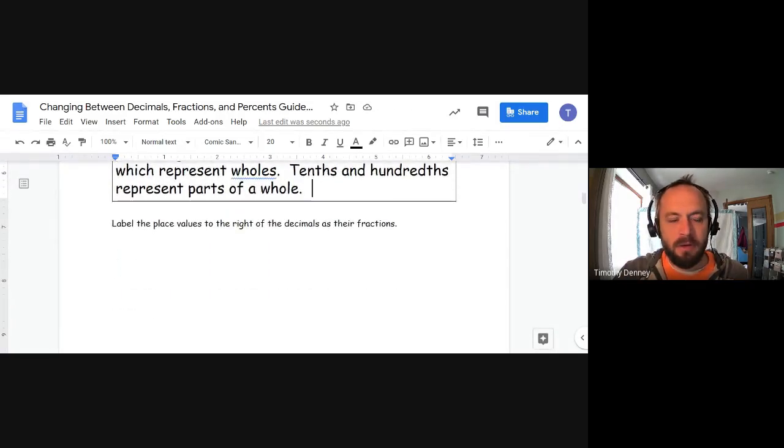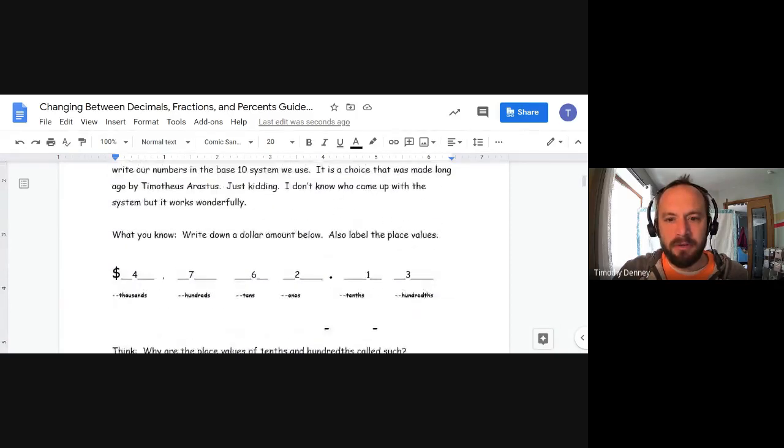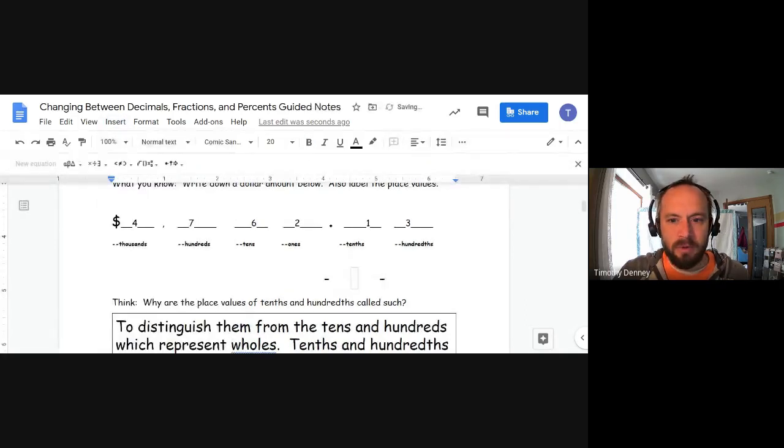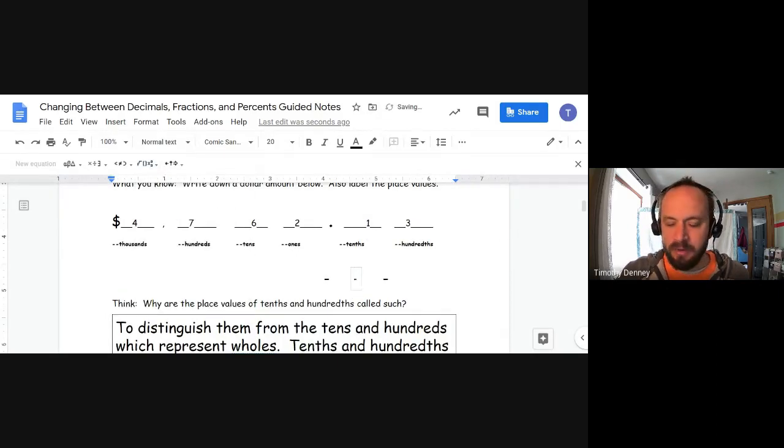Now, label the place value to the right of the decimal as a fraction. If we know that this is parts of a whole, then we can represent it as a fraction, because that's what a fraction really is. So if I were to insert a fraction here, what would it be? The bottom number has to be how many parts we need to make a whole. You need 10 parts to make a whole, so 10 is going to be on bottom. How many parts do we actually have? We've got 1. So if I were to represent this 1 tenth as a fraction, I'd represent it as 1 over 10.